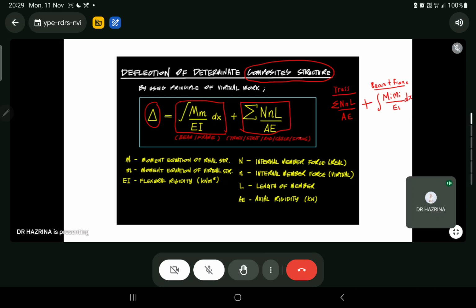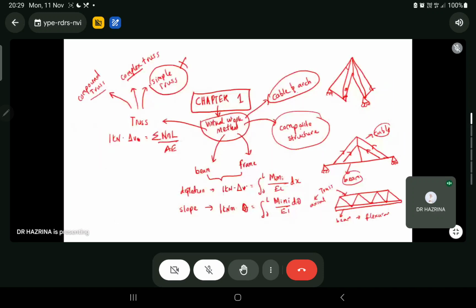Okay? So, apa perbezaan? Perbezaannya adalah bila it comes to composite structure, okay, let me put it here. So, bila dia datang untuk composite structure, maksudnya you ada combination, displacement tu adalah you ada jumlah N L over AE plus integrations of 0 to L M over EI dx. So that would be your composite structures punya equations.